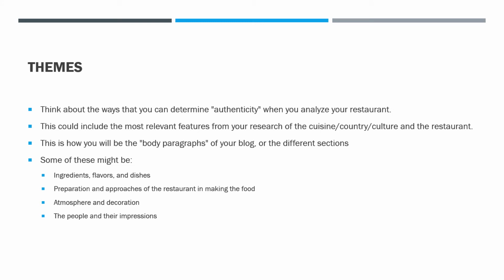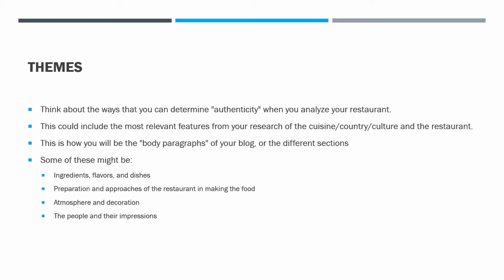Now, I talked a little bit about your themes when you're developing your answer to the research question. You have determined now what authenticity means when you are analyzing the restaurant you chose. So you want to think about those relevant features to help you organize the way you're going to talk about it. This might be that you talk about both the country, the cuisine, culture, and the restaurant. But it might also be that you separate this out into how the different aspects of the cuisine and culture, maybe even the history of the country, affect everything.